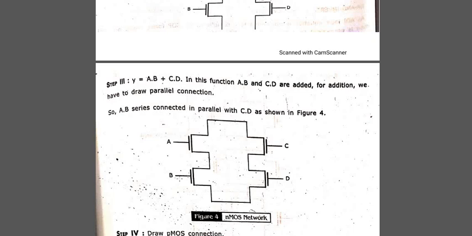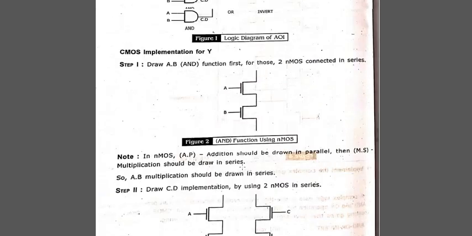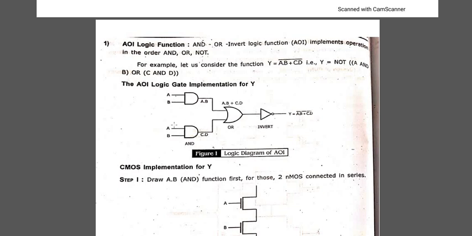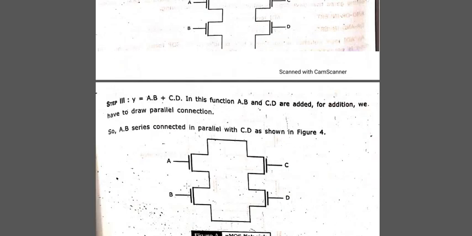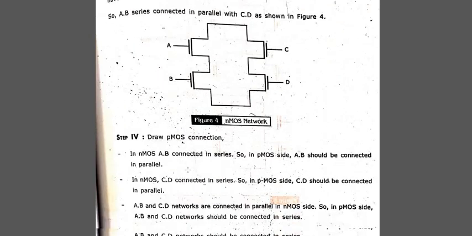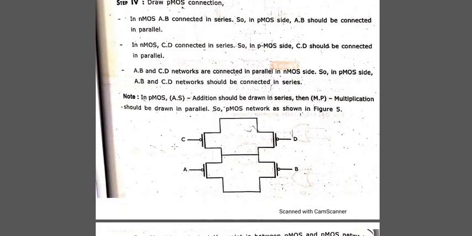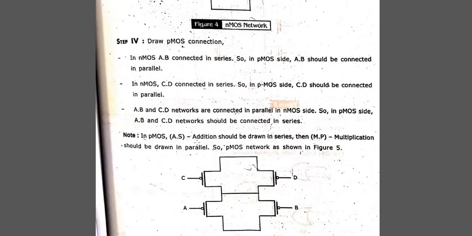This AB is one AND gate. This first AB is one AND gate, this is the second AND gate, and they are both now connected in parallel. For multiplication they should be in series, for addition they should be in parallel. Now we have to add one more line, correct? Now we have to add these two, right?